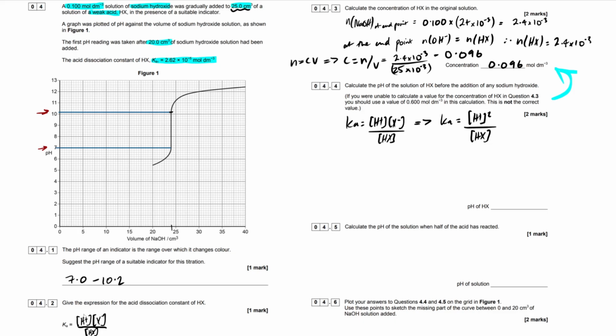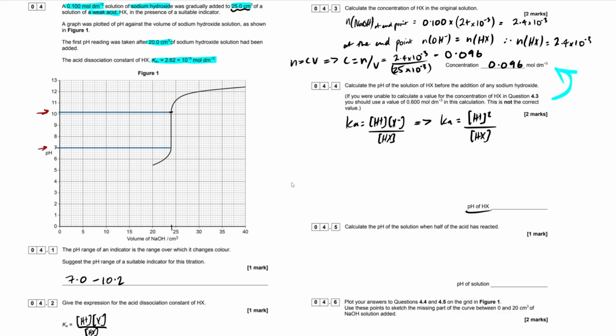Pretty simple. If they ask you to write the full expression, never do this. Never do this, big fat cross right here. We only do that as an assumption within calculation questions. Then what we can do here is rearrange this to make H plus the subject, and then plug that into our pH equals minus log H plus expression to work out the nice pH right here.